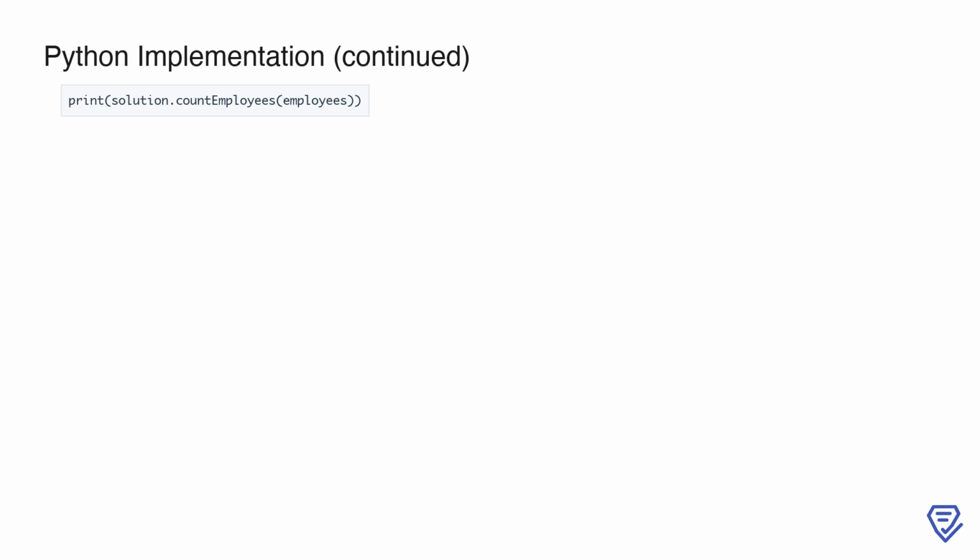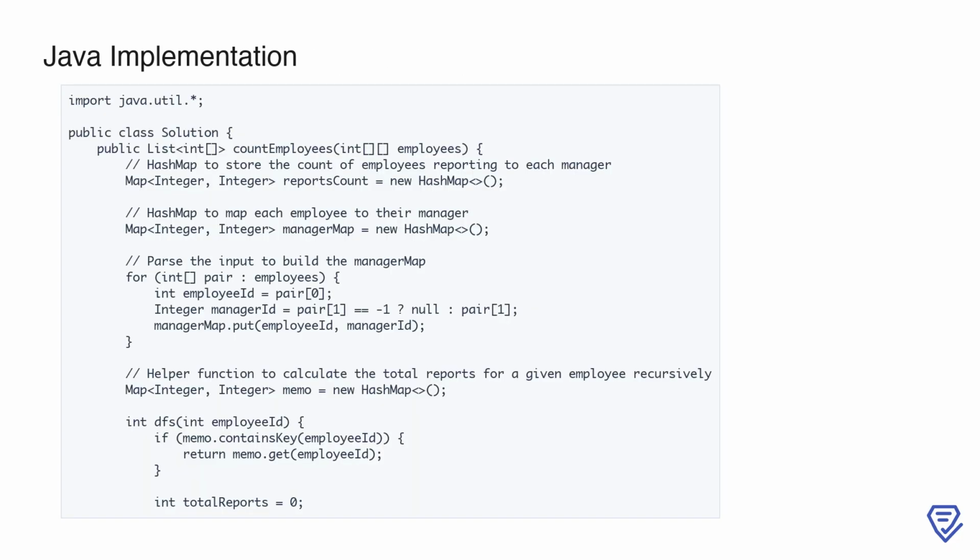The result is printed using the print function, which will display the total number of employees reporting to each employee, including both direct and indirect reports. This demonstrates how the solution works in practice and verifies that the logic accurately computes the desired output for the given hierarchy. Here, we start by defining a Java class called solution, which contains the method countEmployees.